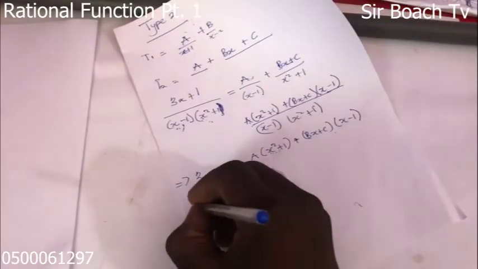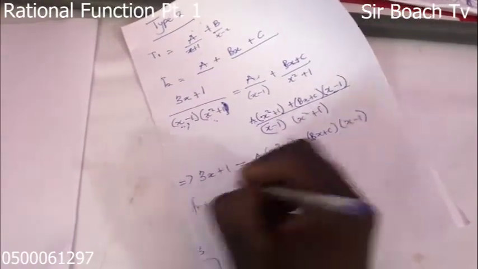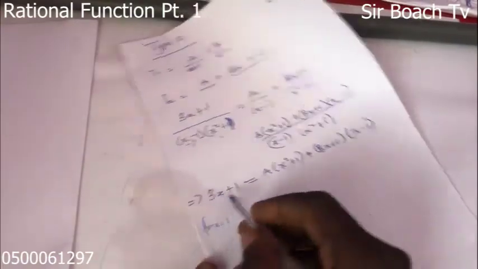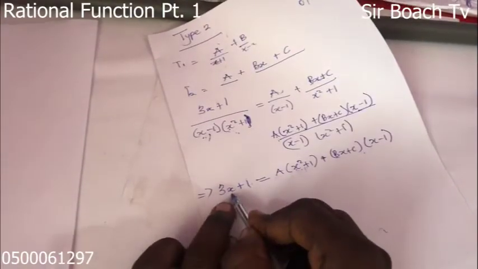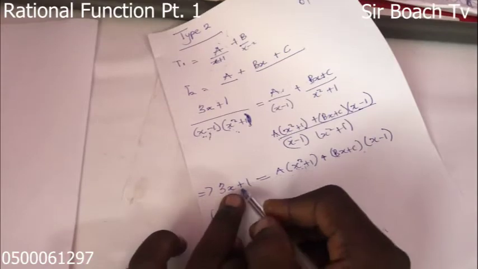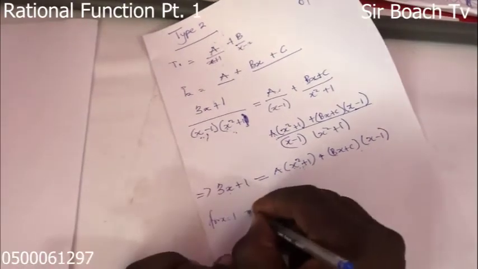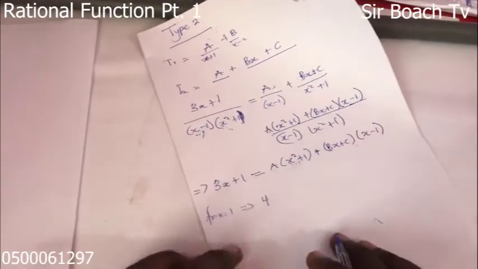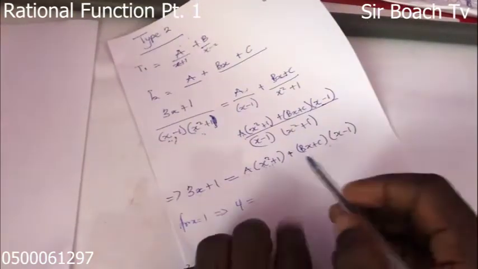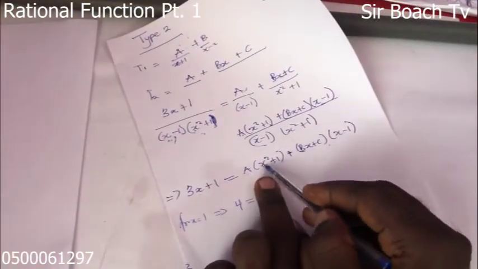For x equal to 1, if we put 1 here, we are going to get 3 plus 1 is 4. So we're going to get 4 being equal to. Now if I put 1 here, we get 1 plus 1, that is 2, right?